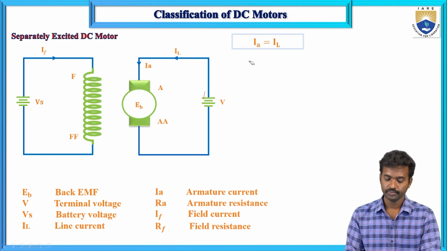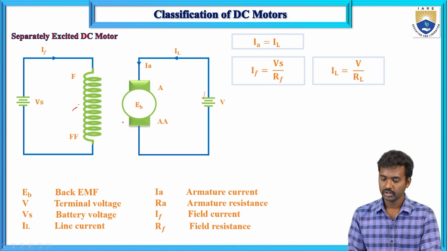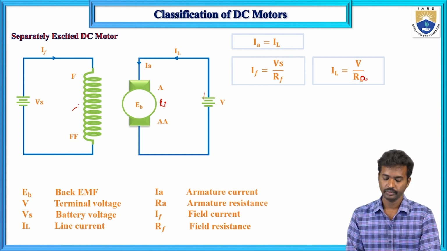Next, IF equals Vs divided by RF. So voltage divided by resistance equals current. Is it okay? Next case, IL equals, not RL, IL equals the RA.